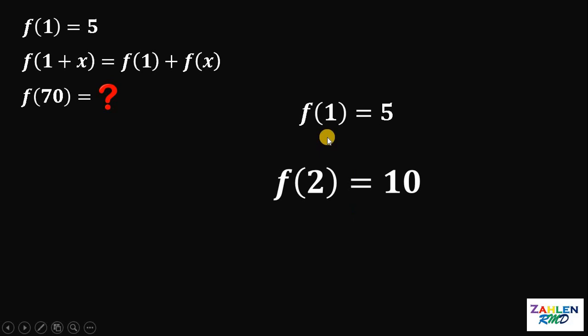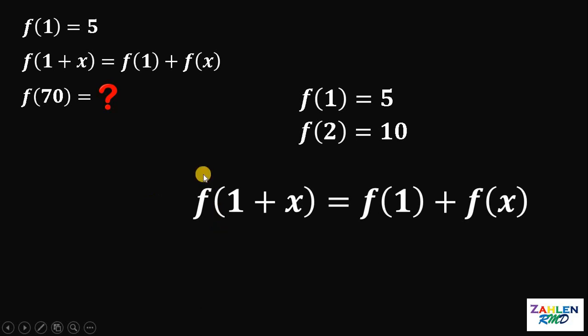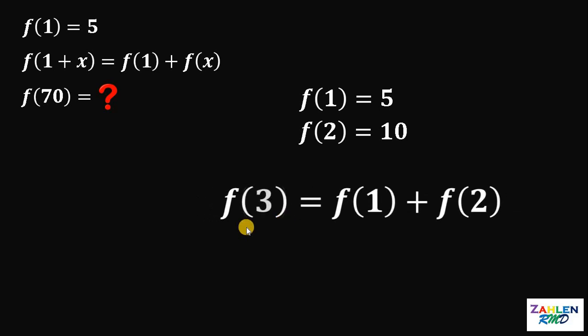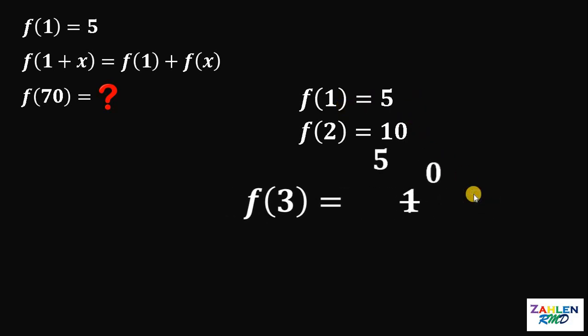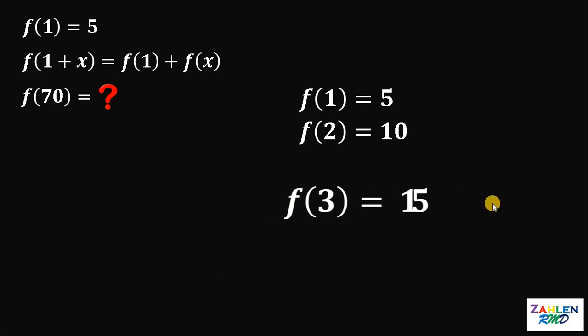Now, we know the value of f of 1 and f of 2. Now, let's get the value of f of 3. In order to get the value of f of 3, we need to let x be equal to 2. Therefore, all of this x becomes 2. Now, f of 1 plus 2 is just f of 3, and f of 3 must be equal to f of 1 plus f of 2. And we know those values. f of 1 is 5 and f of 2 must be 10. Therefore, f of 3 must be 5 plus 10, or simply 15.